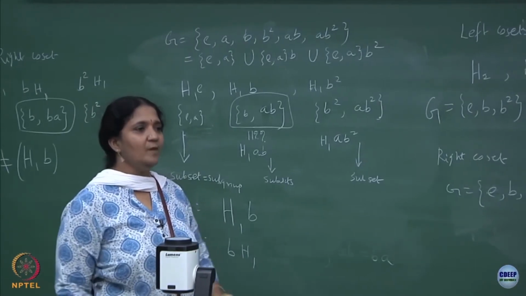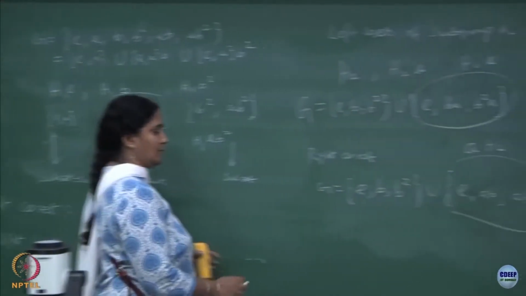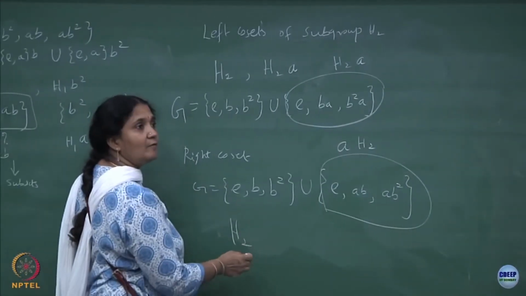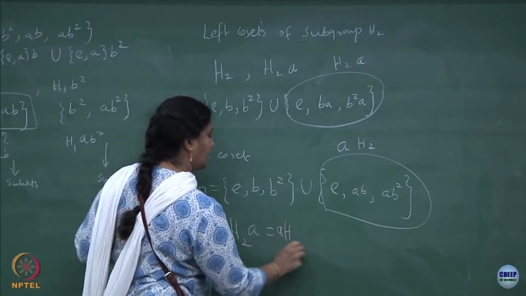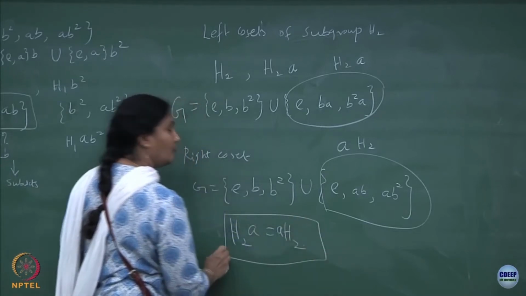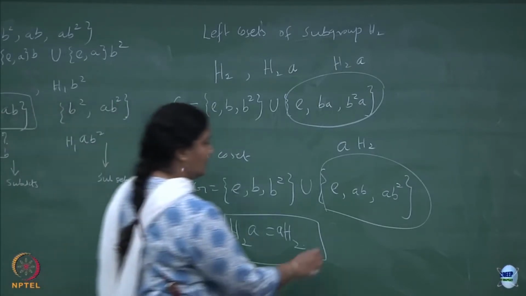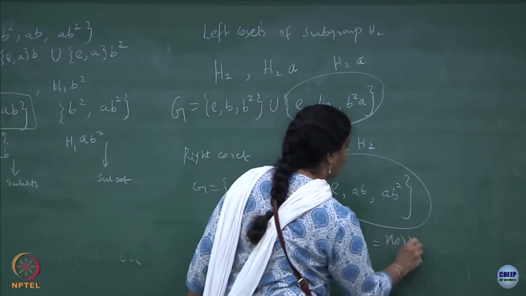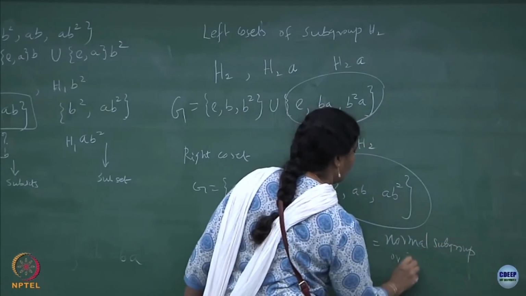So, there are some subgroups for which H2 with any element, okay, is same as A times H2. The left coset is equal to right coset for some subgroups, okay. If this happens, we call H2 to be a normal subgroup or invariant subgroup.